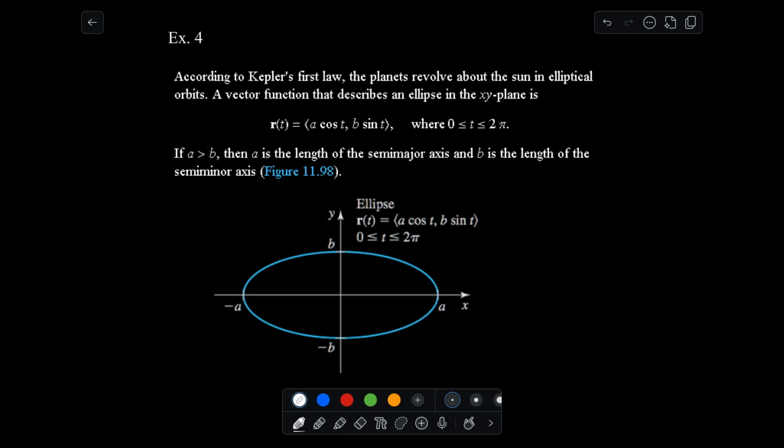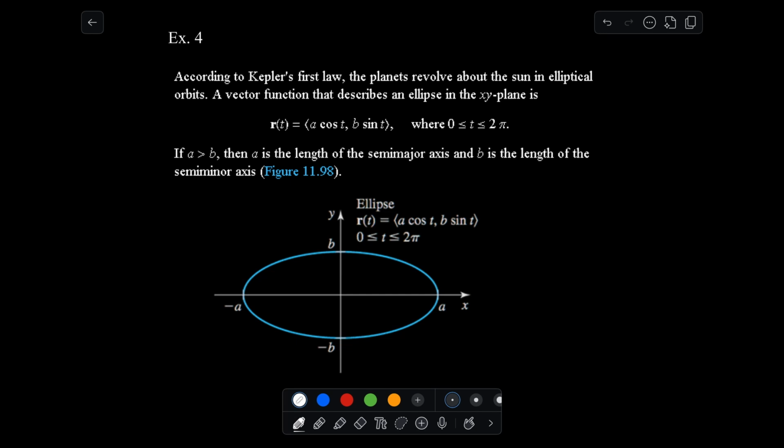So from Earth's perspective, if you look out from the Milky Way, we're not going in a perfect circle. We're going in an elliptical orbit modeled by r(t) = ⟨a cos t, b sin t⟩. We're not really concerned about the third dimension in this case because it's ultimately irrelevant at that scale, and t is from 0 to 2π.